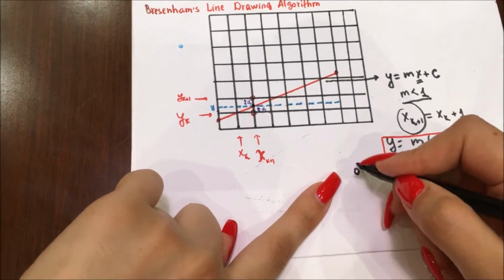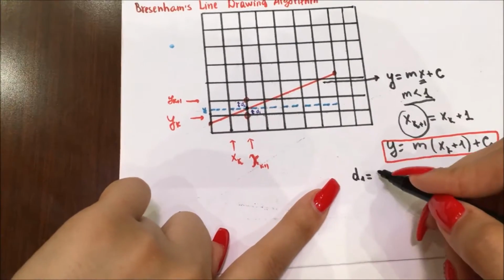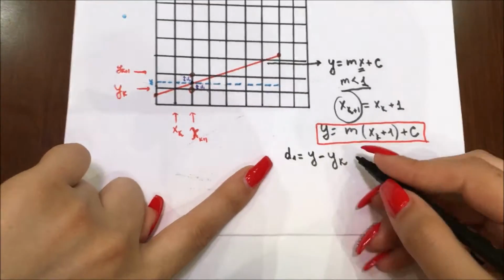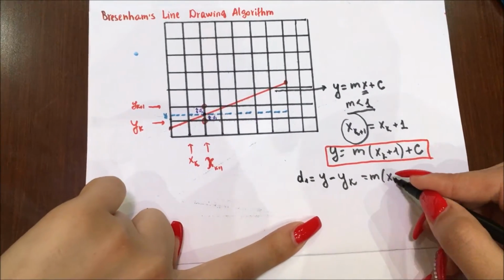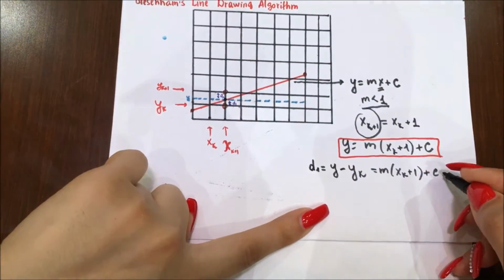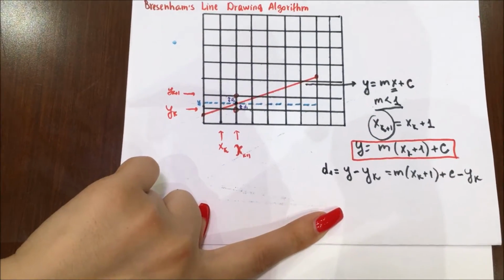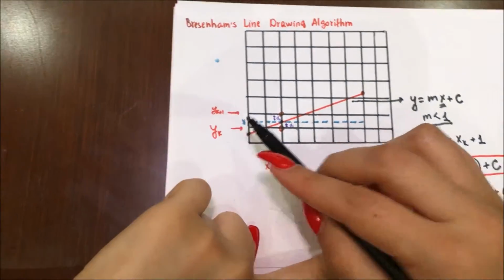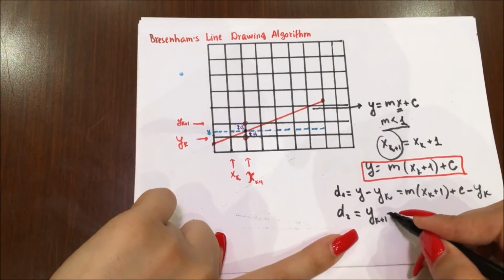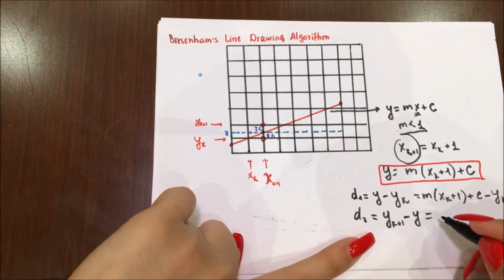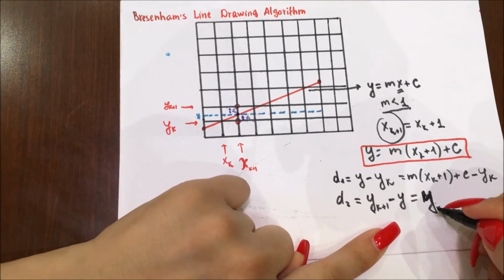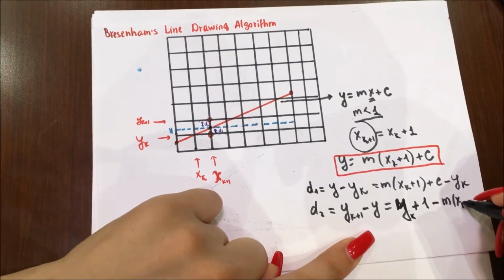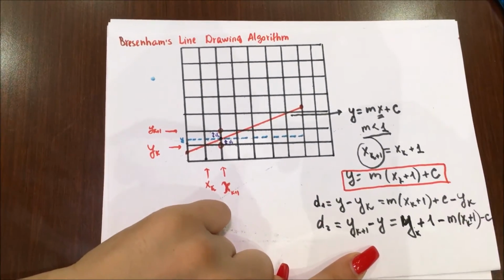Now let's calculate the value of d1. d1 equals, as you see in the graph, y minus yk. If we put the value of y from the previous equation, we can write that d1 equals m(xk plus 1) plus c minus yk. d2 equals yk plus 1 minus y. Again, we put the value of y from the previous equation, then d2 equals yk plus 1 minus m(xk plus 1) minus c.